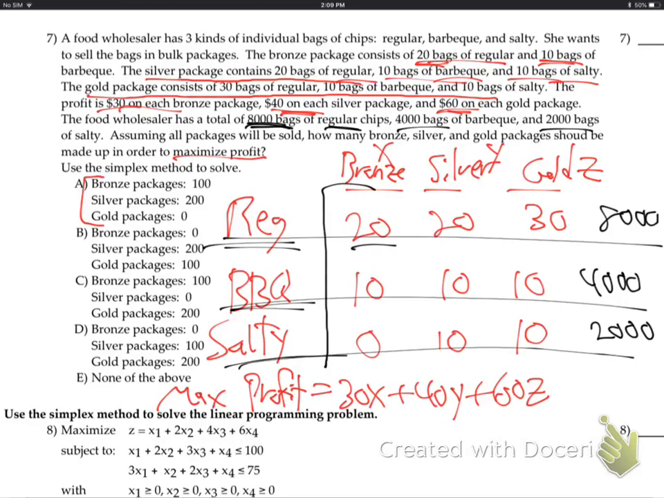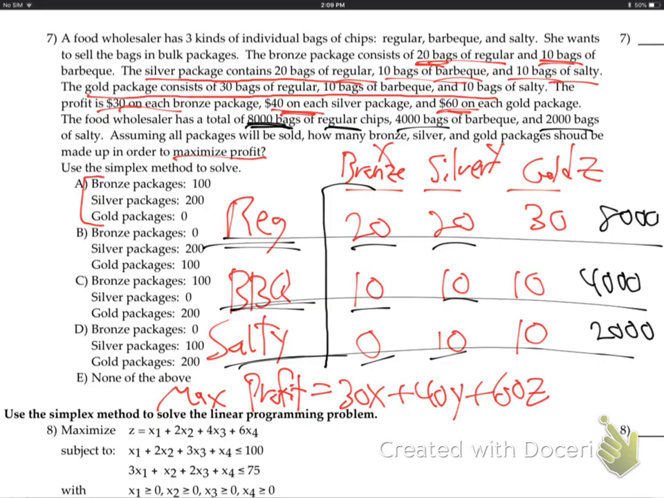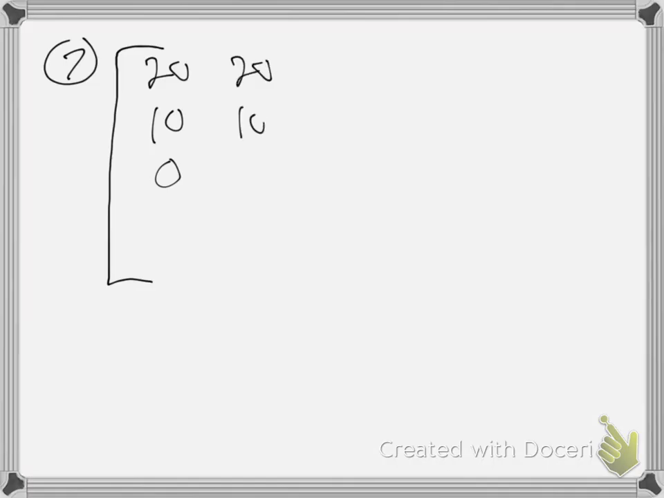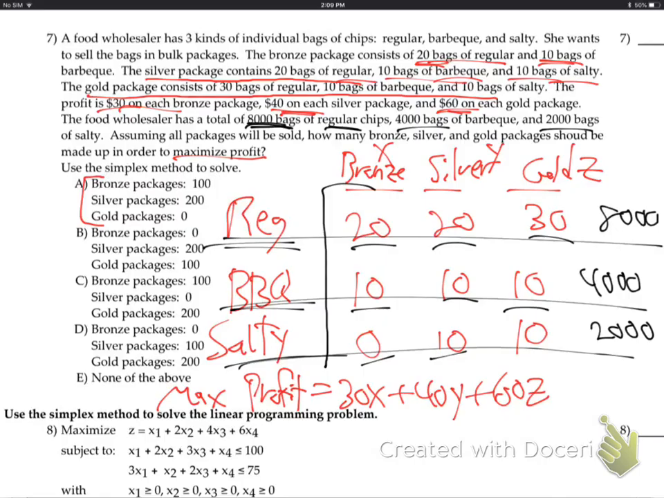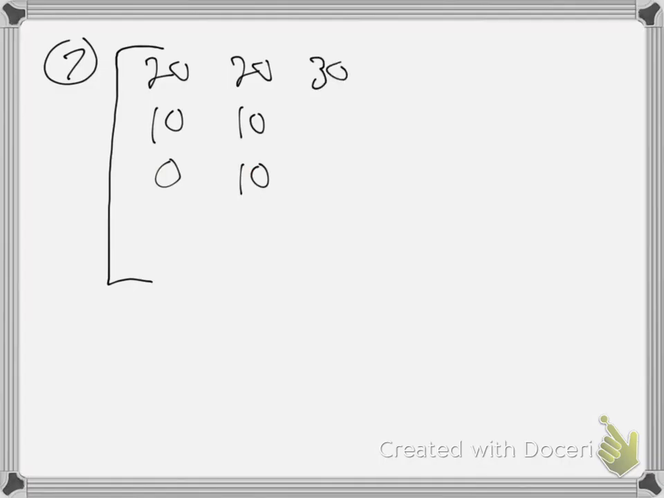And so you just start 20, 10, 0, and then 20, 10, 10, and then 30, 10, 10.